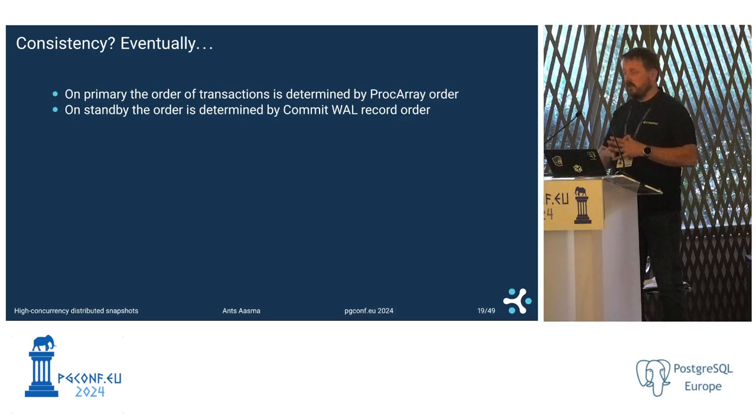Also, another issue is that the commit order on primaries and replicas is not the same. On primaries, as I said, the order that we acquire this proc array lock in determines who is visible when. Whereas in the replica, we make the transactions visible as they arrive to us over the transaction log.